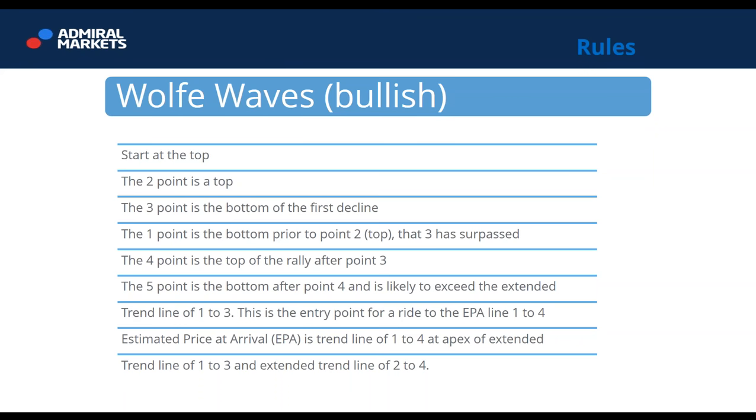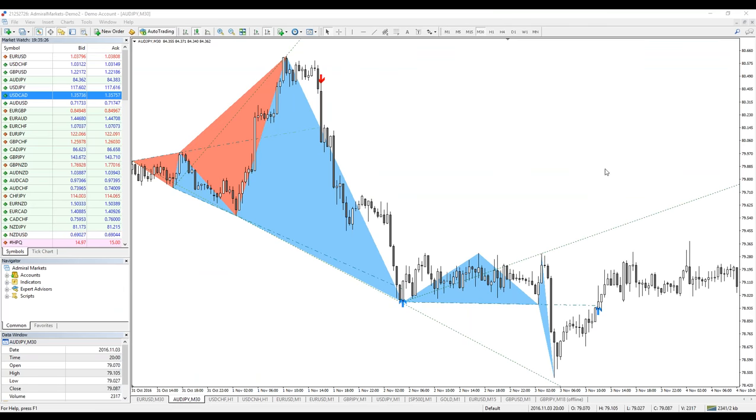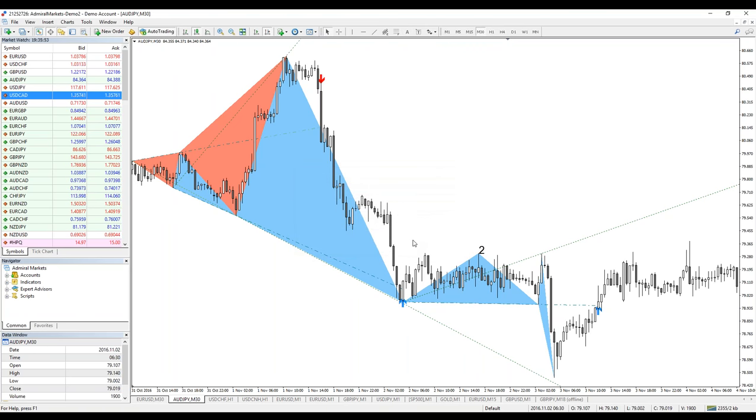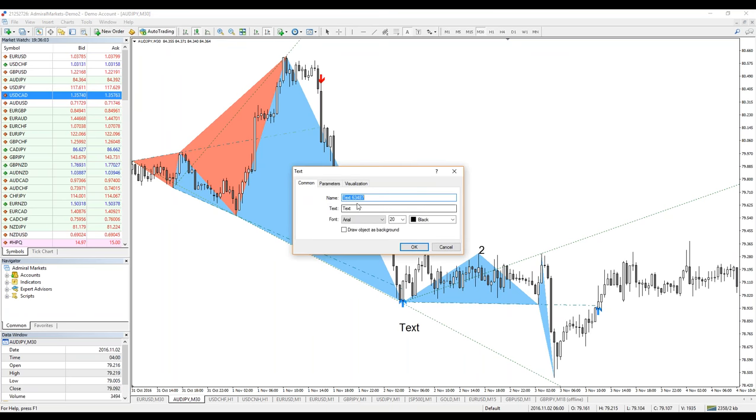We will start with live charts, of course, and this is how it looks. First of all, we will use this bullish Wolfe wave count principle, and then you will see the logic behind it. I will use this to mark points for you. So first we start at the top. This is actually the top, and this is point 2. Then point 1 is the bottom prior to point 2. This is point 1.